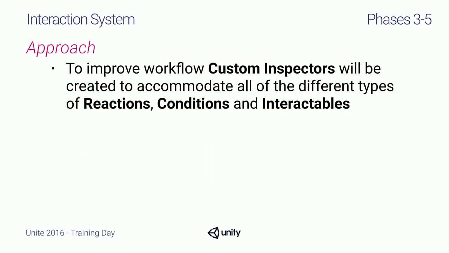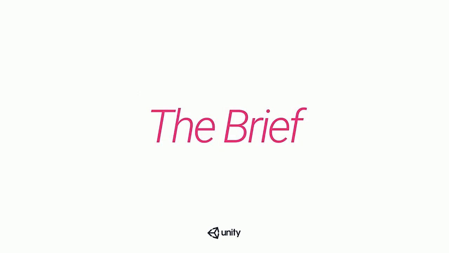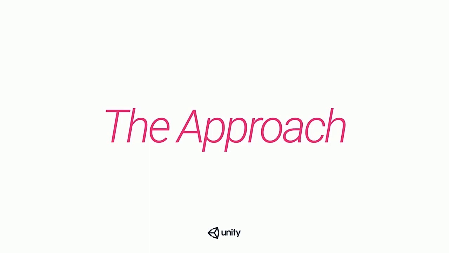And to improve workflow, we're going to make another custom editor, a custom inspector, that will be used to create and accommodate all of the different types of reactions, conditions, and interactables. So we're going to go into phase 3, and phase 3 is just simply going to be the conditions themselves. We'll go into separate phases for reactions and the interactable game object. Narrowing it down, specifically, the brief for conditions is we need to create a system to make our reactions, which are already done in this, conditional.